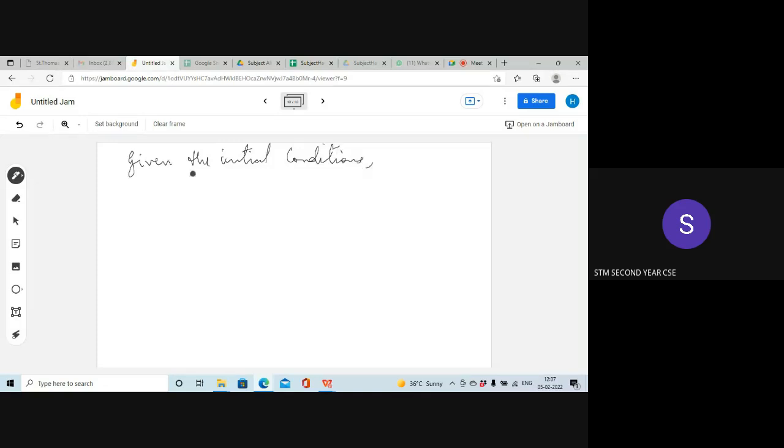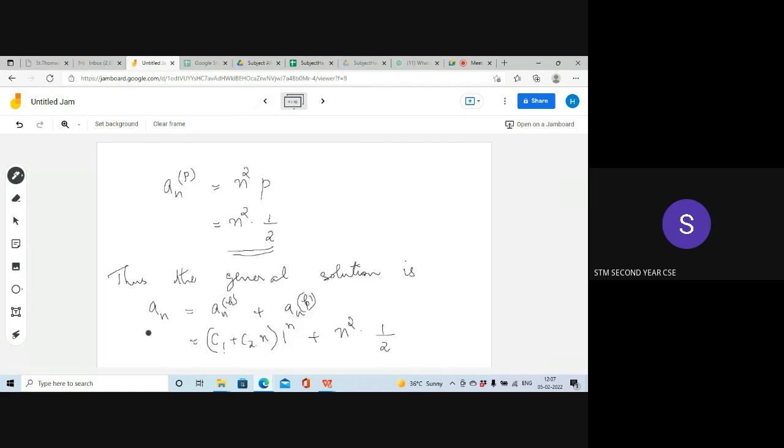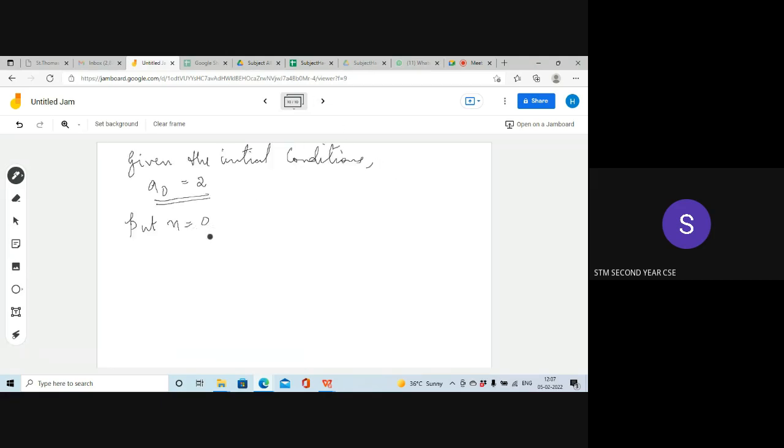Given the initial condition a0 is equal to 2, now we can find the values. Let us see how. Put n is equal to 0 in the equation we found right now, the general solution. This is the final solution, and now we are going to solve for these two constants in it.